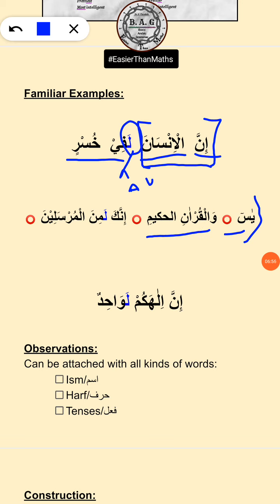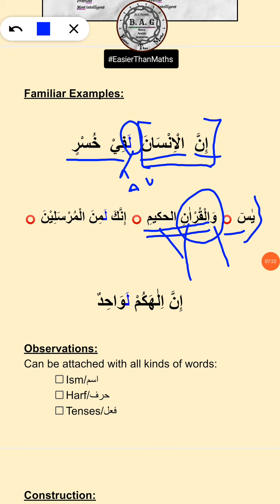Now wal Qur'ani is your jar majroor because this wa is the wa of oath, and al-Qur'an of course is your majroor ism, and al-Qur'anil Hakimi is mawsuf sifa because they are identical in terms of the four properties of an ism. All right, once again, section B stuff, purely section B stuff, and I'm assuming that you guys know it by heart by now.